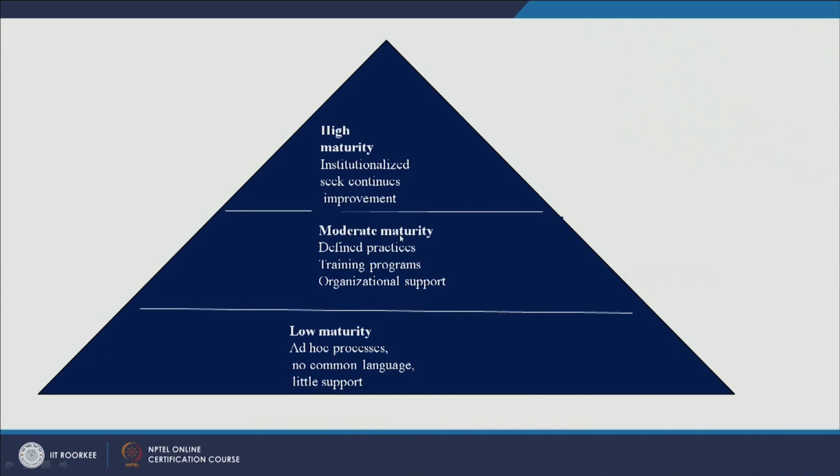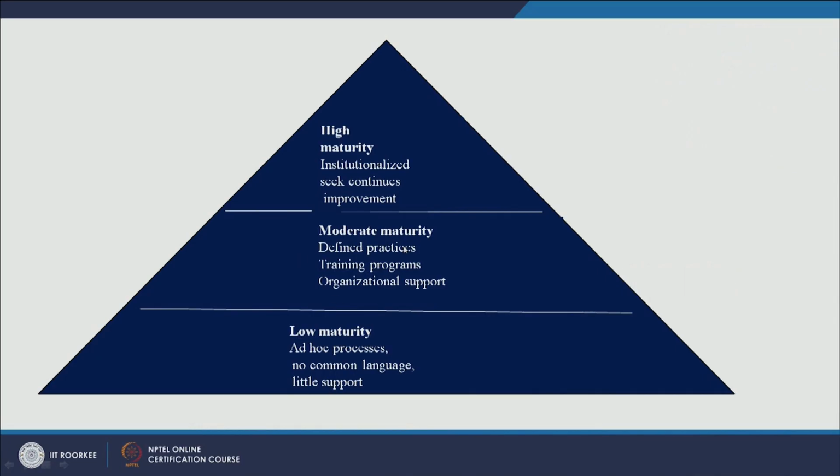So, you will have moderate maturity, things would start settling down, there would be different training programs, you would have support from your team members, you will have some defined practices, and at the third level you have got high maturity. So, in this diagram there are only 3 levels: low maturity, moderate maturity and high maturity. You can have 5 levels also.